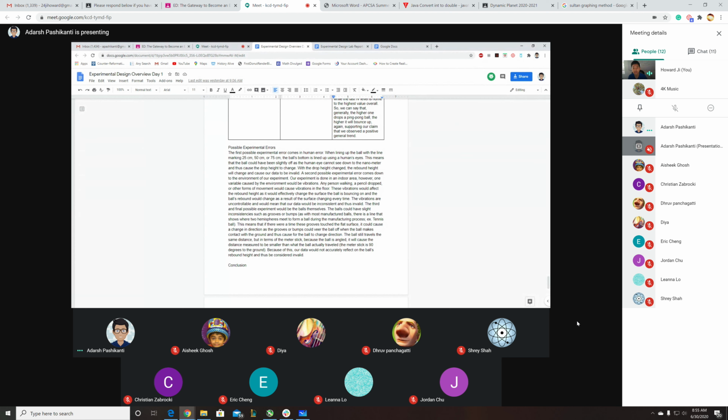So the ball's bottom is lined up using a human's eye. This means that the ball could have been slightly off, as the human eye cannot see down to the nanometer, and thus cause the drop height to change.